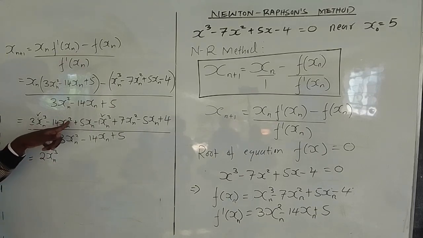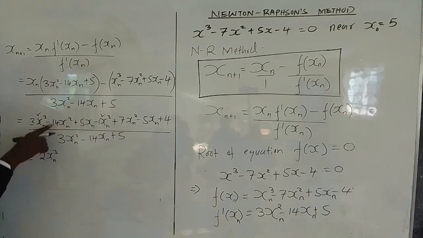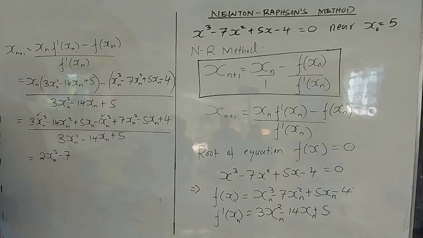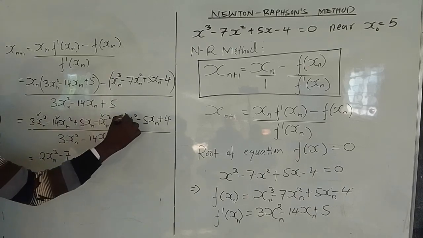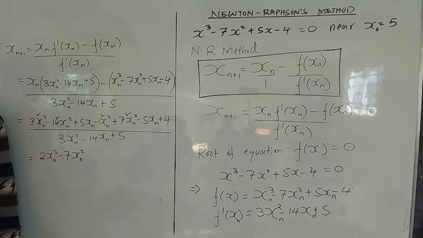Then I go to this xn squared, minus 14xn squared and plus 7xn squared. You get? This is negative 14 and positive 7. So you get negative 7. Negative 14 and plus 7, that is negative 7. So I have joined this and this, so I have negative 7xn squared. Are you seeing that? Yes.